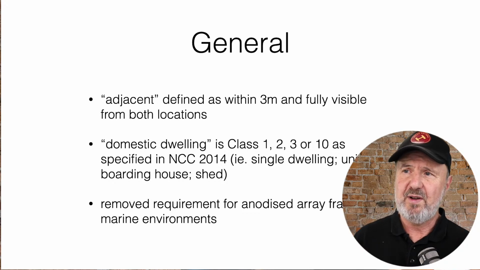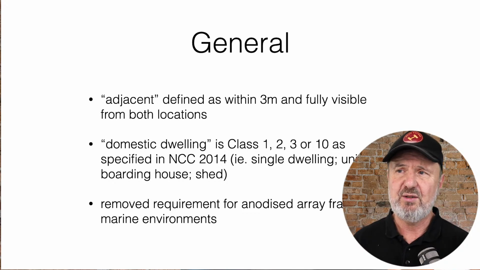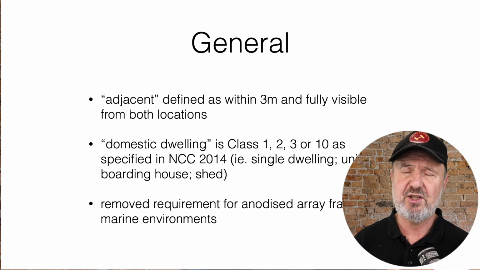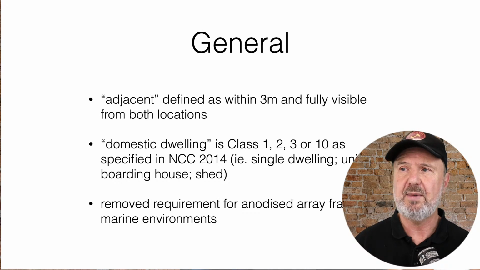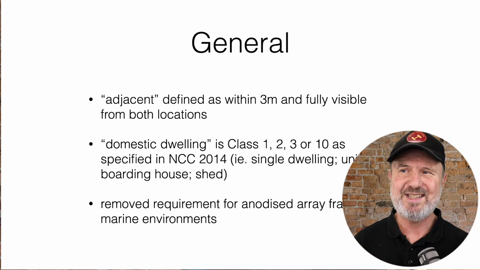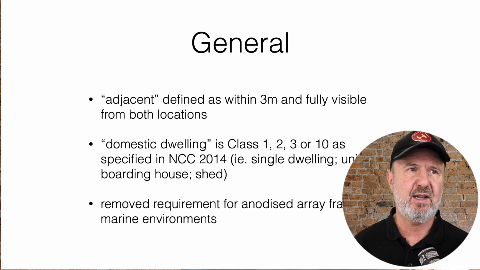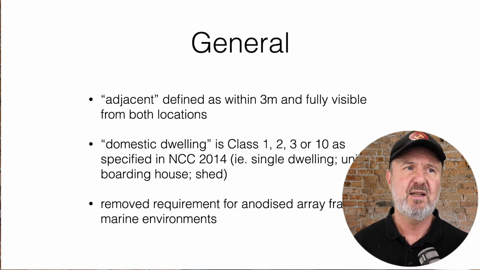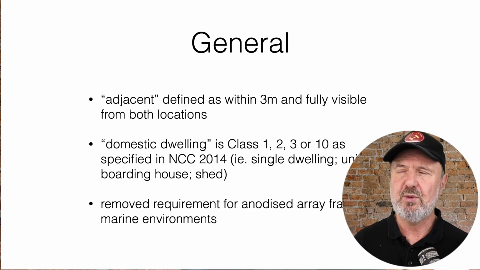We better defined adjacent. It said that you needed to have isolation adjacent to an inverter within 3 meters and fully visible from both locations. Now that would apply to the DC side of the inverter and also the AC side of the inverter. And the reason we put fully visible there is it can't be around a corner.